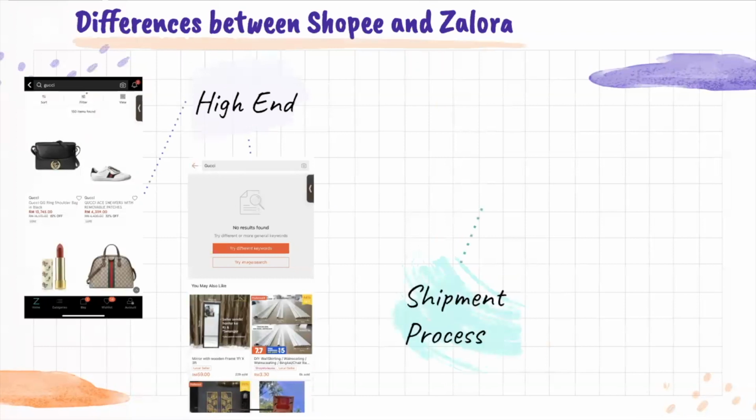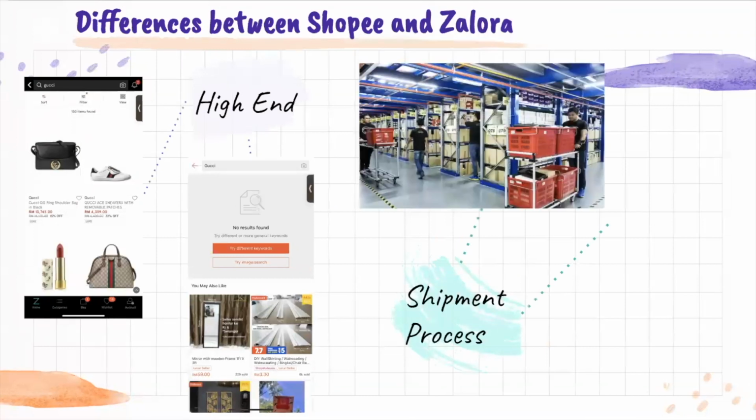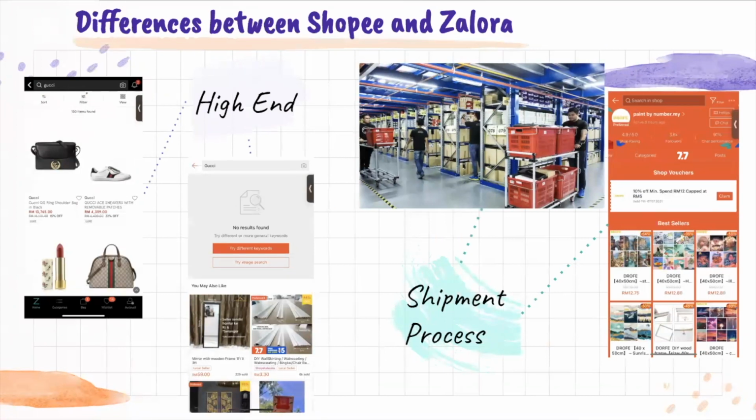The shipment process for both applications is also not the same. As you can see on the left, Zalora's items are actually shipped from their own warehouse, whereas on Shopee, the items are shipped by the sellers themselves unless it is from Shopee Mall.